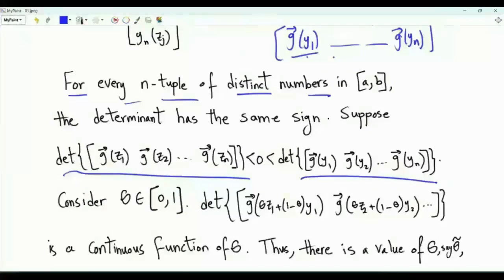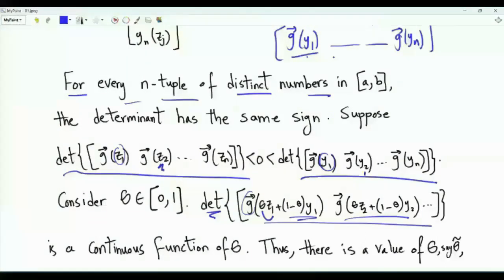Let's construct the following n by n matrix. The first column will be the g functions evaluated at theta z1 plus 1 minus theta y1. That's a convex combination of z1 and y1. The second column will be the g functions evaluated at the convex combination of z2 and y2, specifically at theta z2 plus 1 minus theta y2, and so forth.